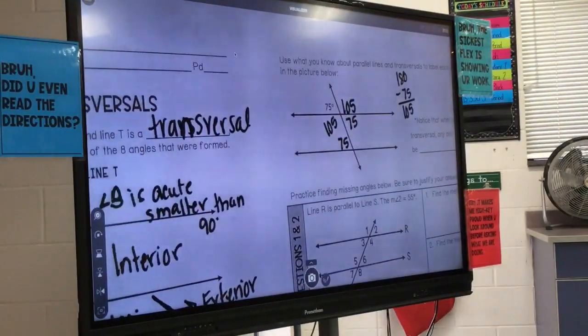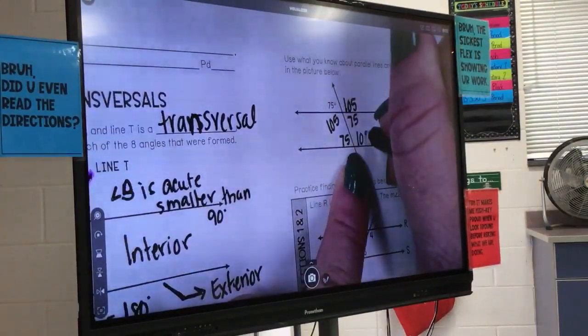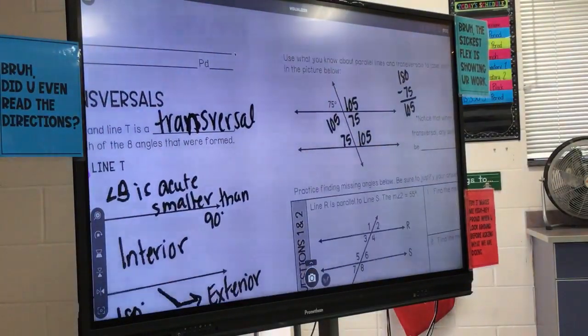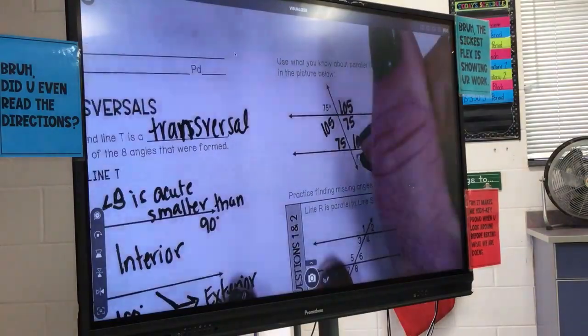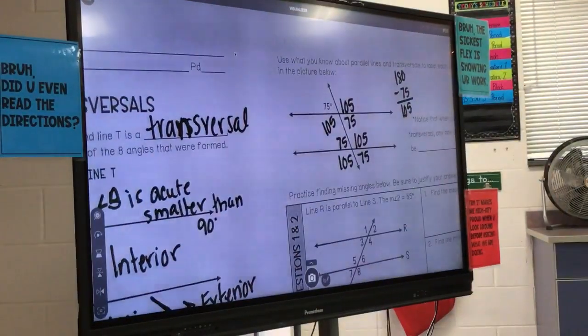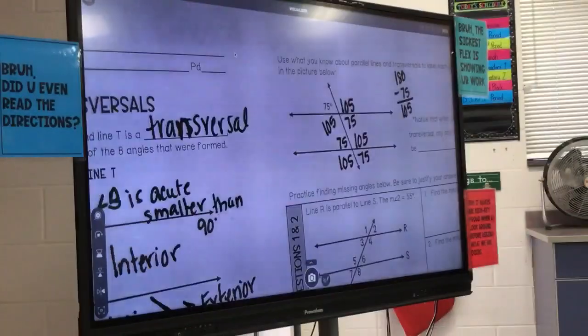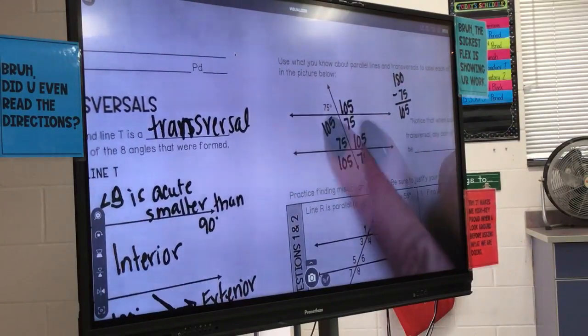All right. What do we know about if those are alternate interior angles? We know these two are alternate interior angles. So you should kind of see a pattern. The angles that are essentially opposite of each other are going to be the same. So this one and this one are going to be the same. That one and that one are going to be the same. Those are opposite. Those are opposite, opposite, opposite.